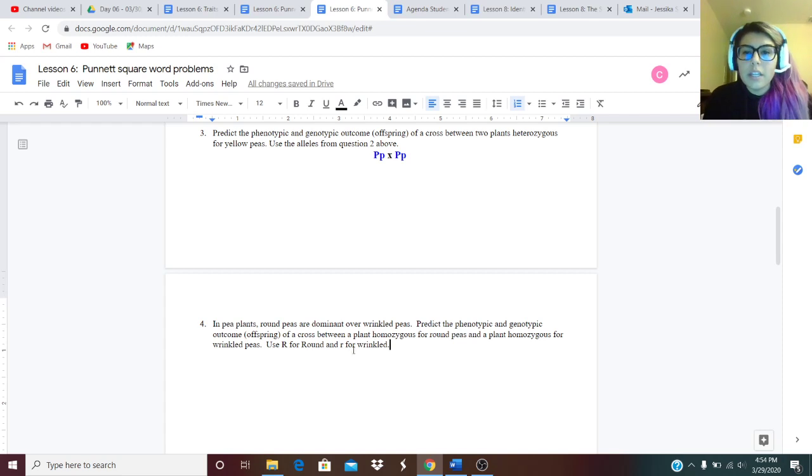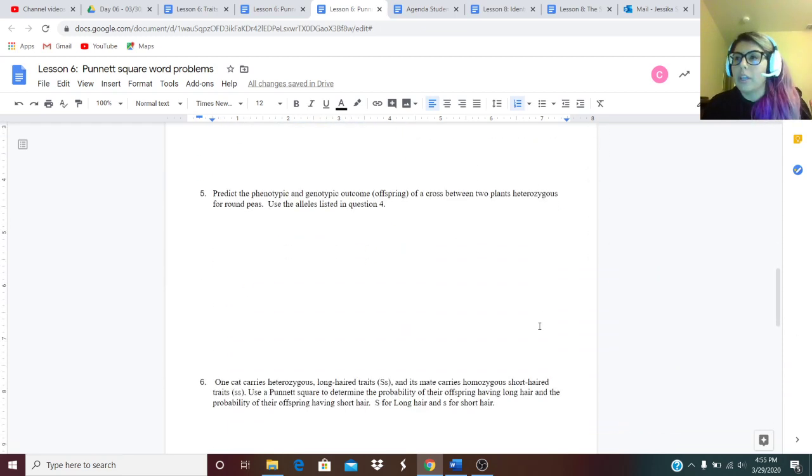Okay, the next one, it's the same as number 1. You're just using a different allele, in this case for round versus wrinkled for the plant.